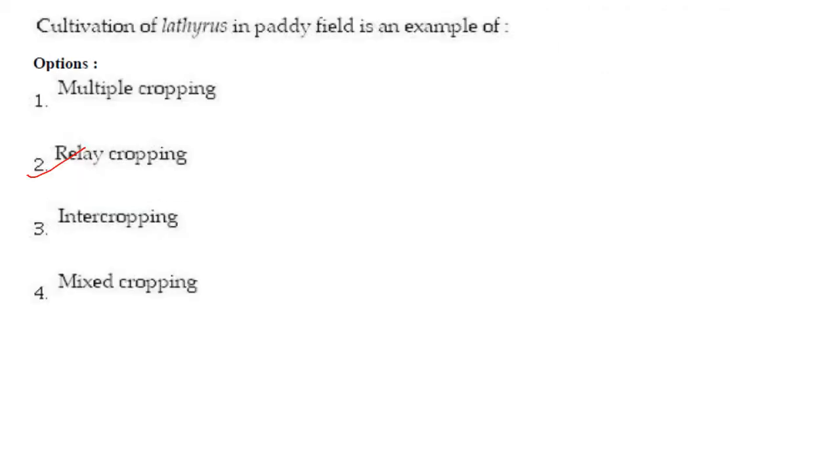Next one, cultivation of lathyrus in paddy fields is an example of: option 1 multiple cropping, 2 relay cropping, 3 intercropping, 4 mixed cropping. Answer is option 2 relay cropping.